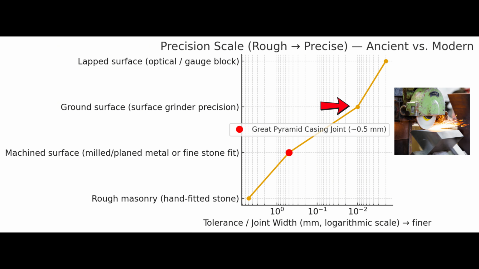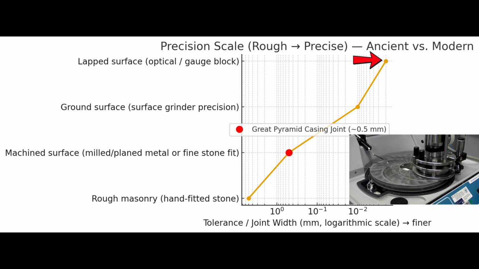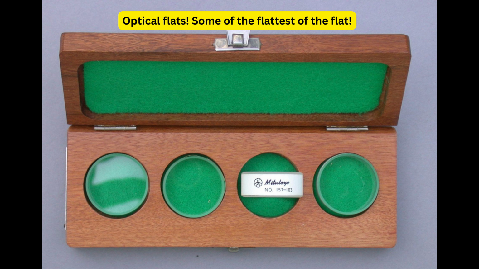Moving to the right, we enter the territory of ground surfaces, parts finished on modern surface grinders with flatness measured in hundredths of a millimeter. Finally, at the far edge of the scale, we reach lapped precision, the mirror-like perfection of optical flats and gauge blocks, where surfaces are so accurate they stick together by molecular attraction. Here tolerances are down in the realm of microns and nanometers, thousands of times finer than anything visible to the naked eye.